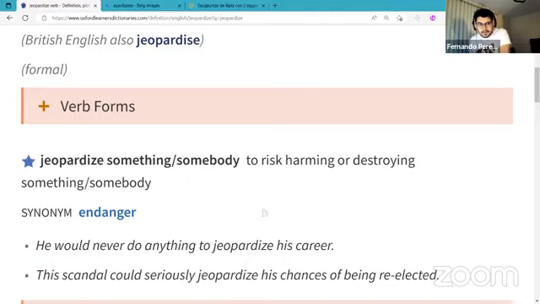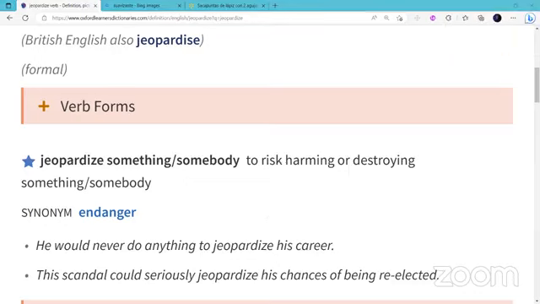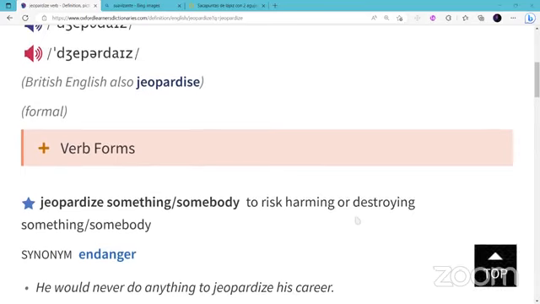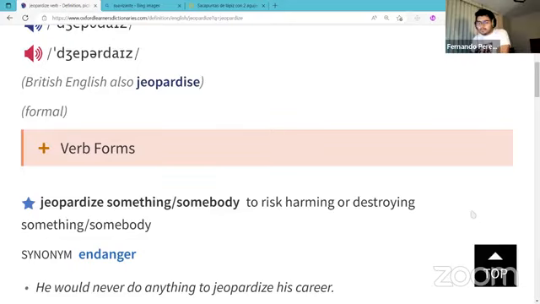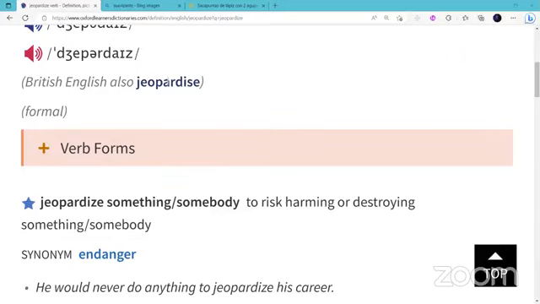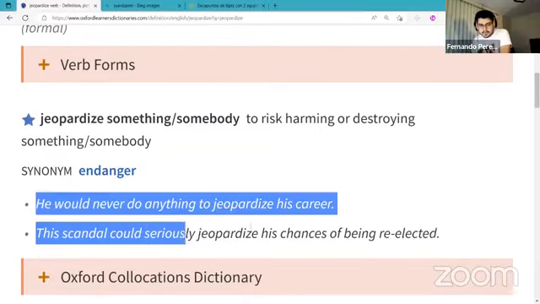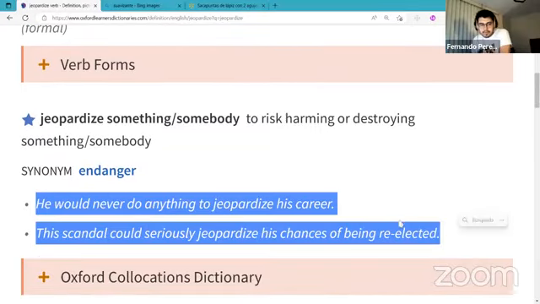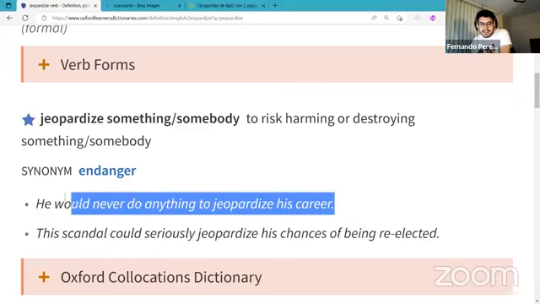Do you understand or no? Yes, you understand jeopardize with those examples? These ones of the dictionary, yes. We will never do anything to jeopardize his career. Exactly. Yes. To ruin his career, to destroy his career.